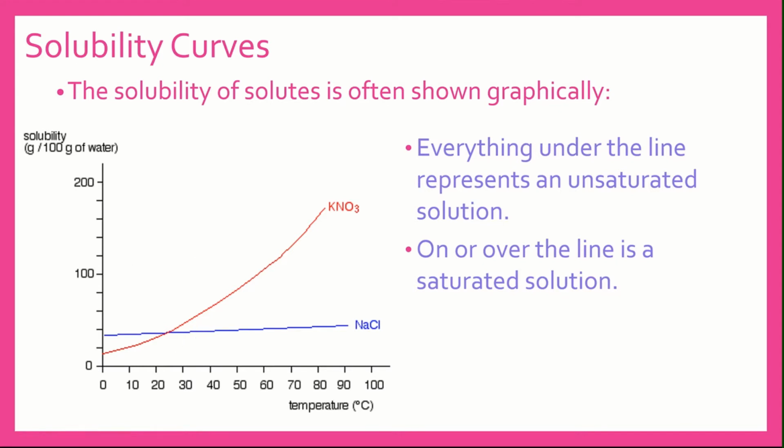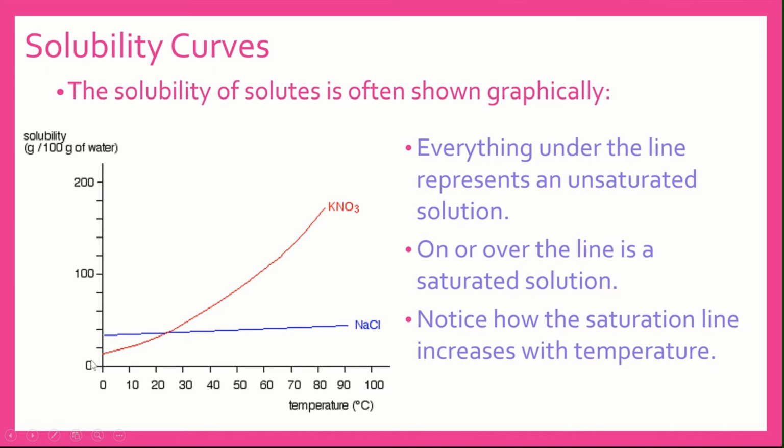As we continue to increase how much salt we add, it doesn't change anything. Sodium chloride is still saturated as we go up to 50 grams. Now potassium nitrate is saturated at about 50 grams. We go above that, to 60, 70, 100 grams, and both solutions would be saturated.